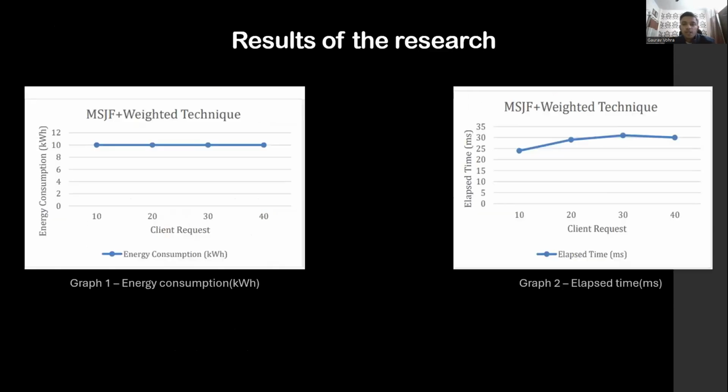Let's move to the next slide. Here we can see that after performing the algorithm, the energy consumption is constant, whereas the elapsed time gives a spike till the end. With the client requests being 10, 20, 30, 40, the energy consumption is constant at 10, whereas the elapsed time moves from 25 to 30, 30 to 32, and then 29 again.